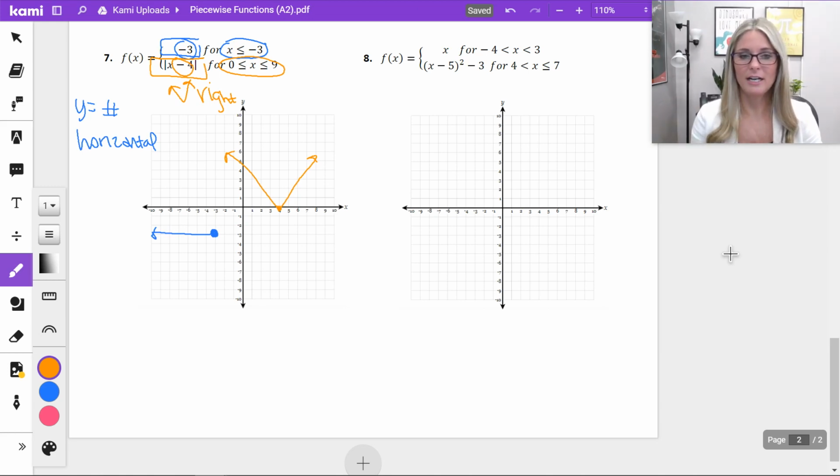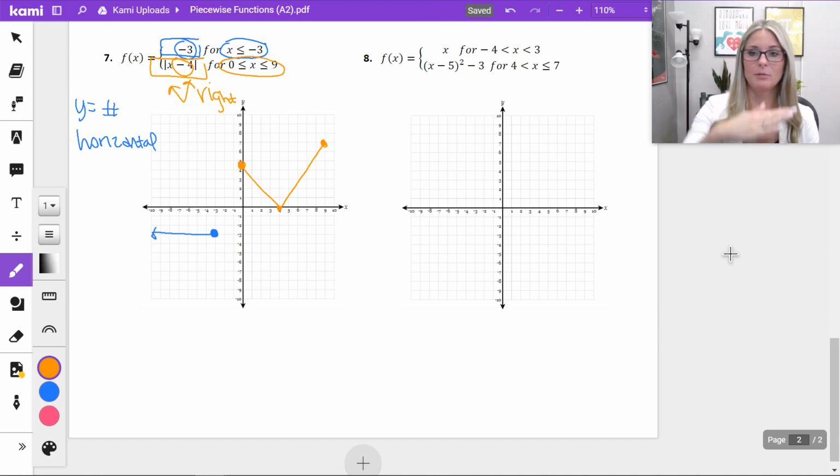And notice they are inclusive. They have those equal pieces. So I'm going to have a solid circle to start where x is 0 and a solid circle to end at 9. So let's see, somewhere probably here. Let me regraph that because I went out too far on that left side. Like so. So there's our final product.